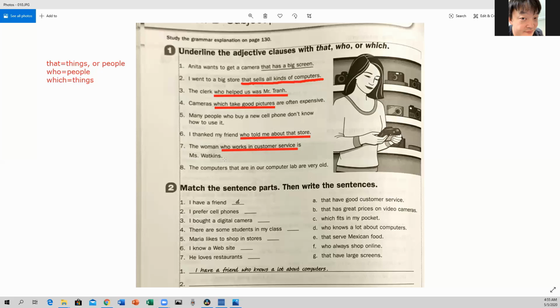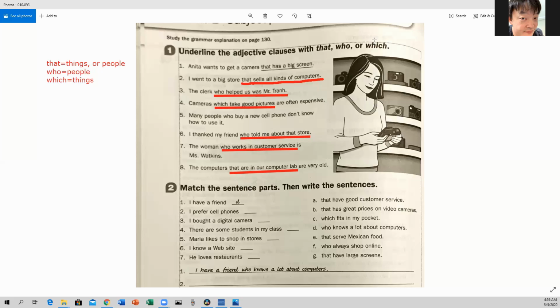Okay? And number 8, the computers. And then you ask, what kind of computers? What computers? Computers that are in our computer lab. Those computers are very old. Okay? Do you have any questions? Just let me know if you have questions, okay?